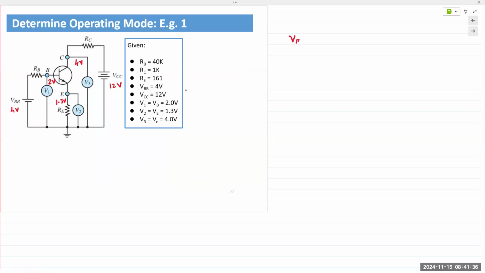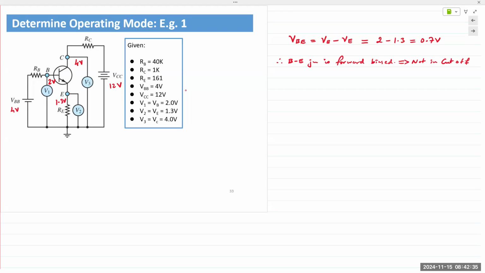So here, VBE is VB minus VE. So on or off? VBE is 0.7 volts, which is basically the forward bias diode voltage drop. So if VBE is 0.7, that means it's forward bias. So the base emitter junction is forward bias. So not in cutoff. Okay, not in cutoff.